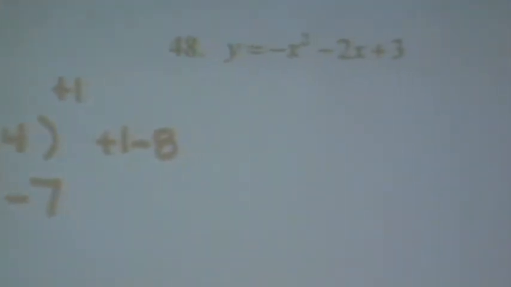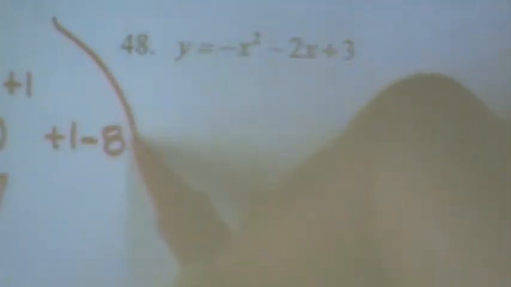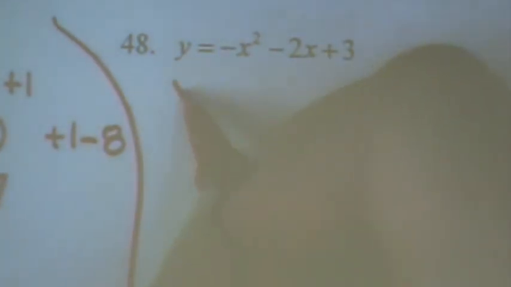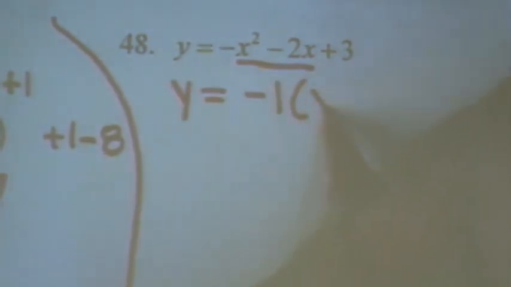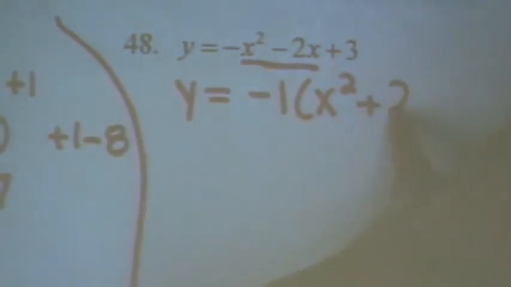Okay, let's look at 48. Negative 1. Okay, you're going to pull a negative 1 out of these 2. So you have a negative 1 and then you have x squared plus 2x.